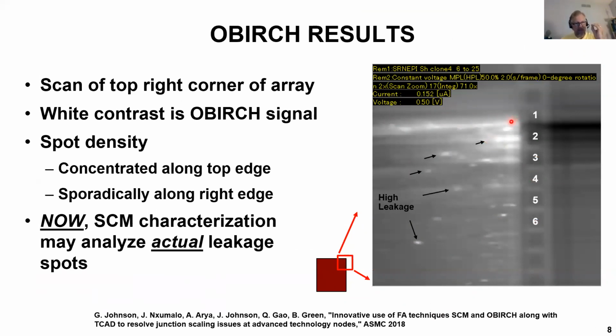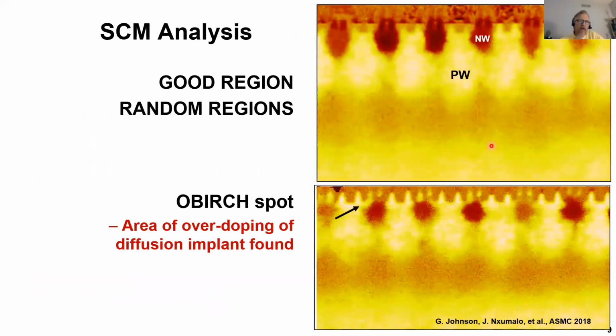Now, scanning capacitance microscopy characterization may analyze actual leakage spots and give you an intelligent answer as to exactly what's going on in your sample. That is why you localize. And here are the results. The image here on the right shows both a good region and also what you're likely to get if you just cut a random region.